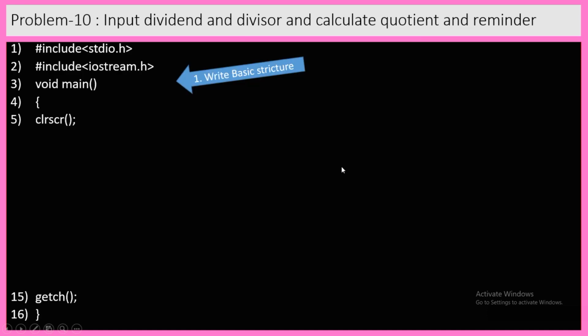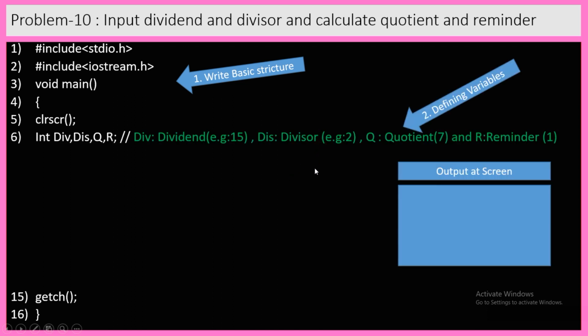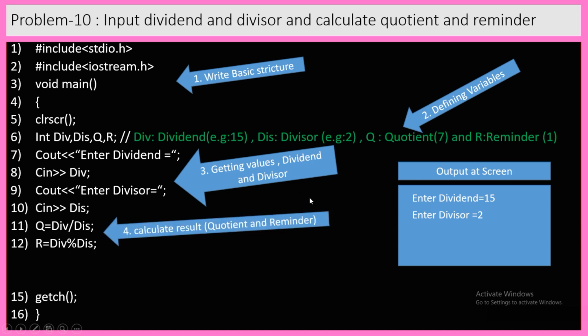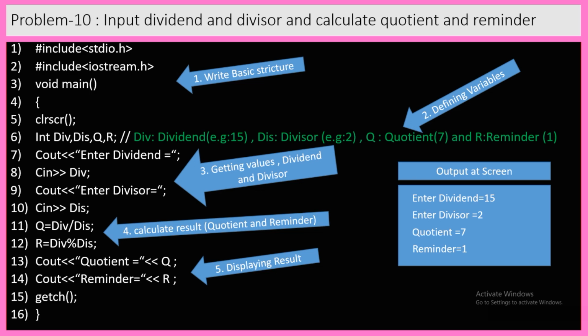Let's start. In the first step, write down the basic structure. Second step, define variables. Third step, get the values of dividend and divisor. Suppose the user enters 15 for dividend and 2 for divisor. Calculate quotient and remainder. We can get the quotient simply by dividing the dividend by the divisor, and for the remainder we use the percentage sign that gives the remainder of any number. In the next step, show the result.